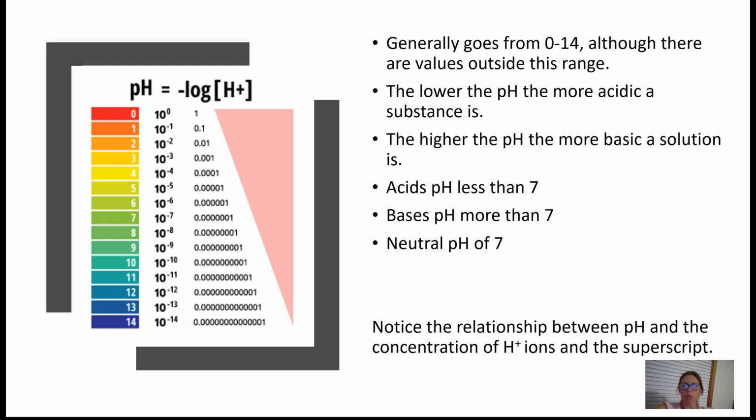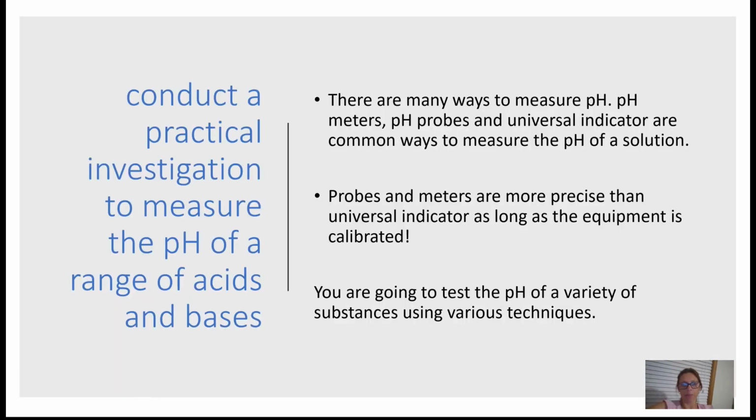The lower the pH, the more acidic that solution is; the higher the pH, the more basic that substance is. Now, this is a tricky part, as sometimes people will say less than or equal to 7. Well, it's not. 7 is our neutral substance. So acids have a pH less than 7, and bases are greater than 7.